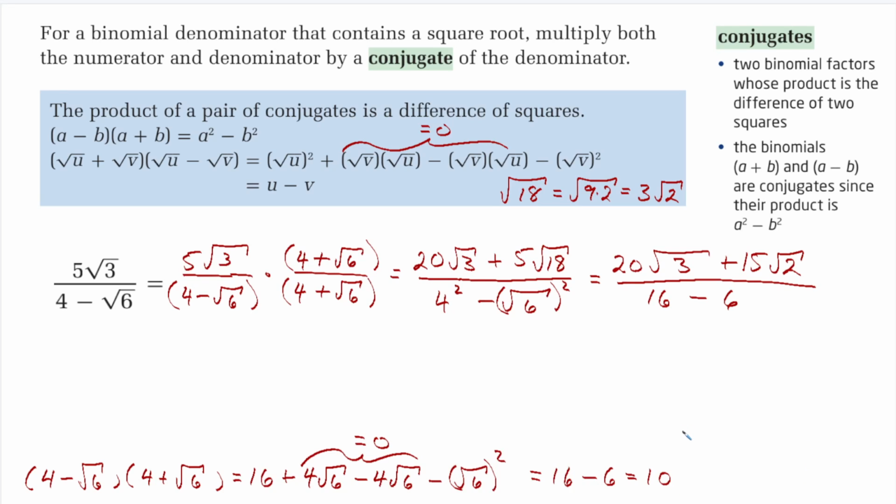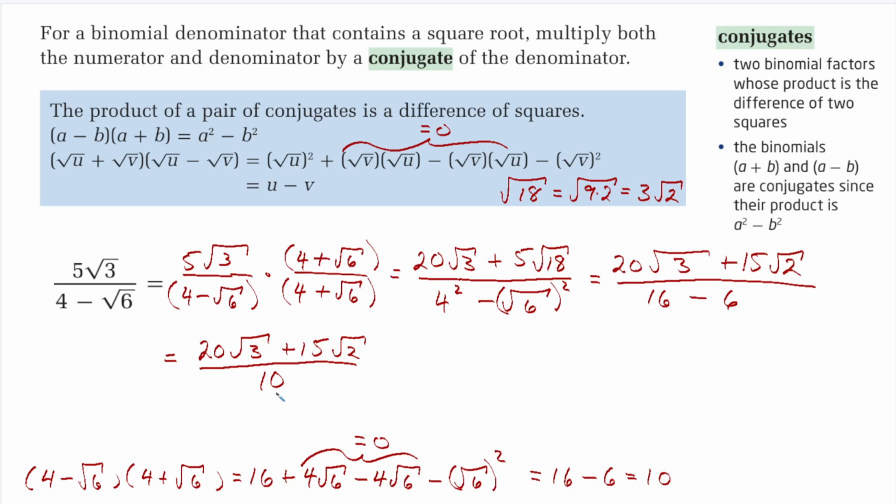Oops. All right. So we can simplify this a couple more steps. We're almost there. So I'm going to take this and I'm going to rewrite my numerator. So it's going to be 20 root 3 plus 15 root 2, all divided by, now it's 16 minus 6. So 16 minus 6 is just 10. Okay, and you might think you're done, and you're actually really, really close.